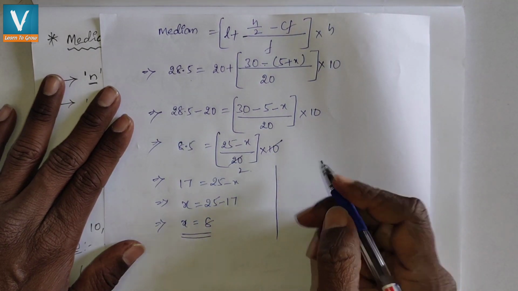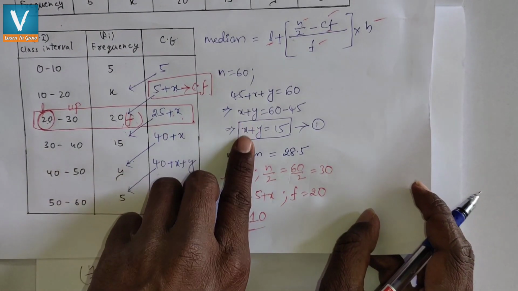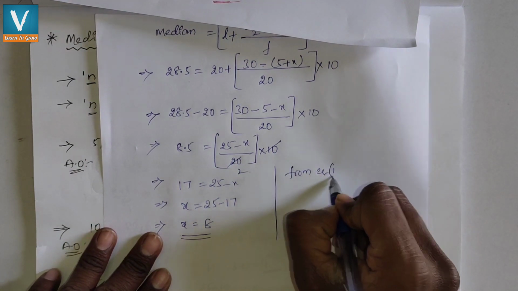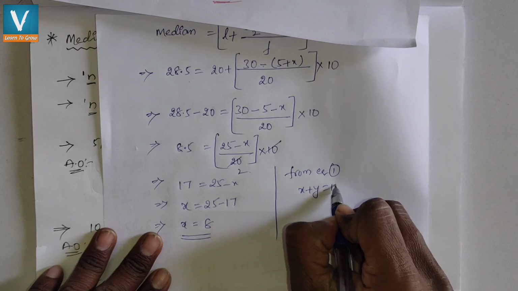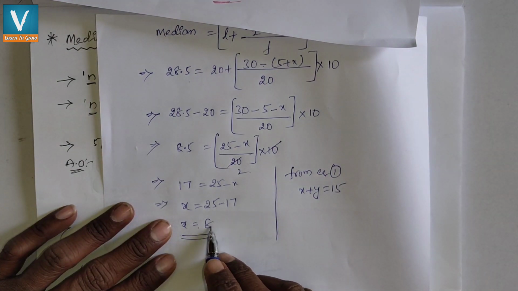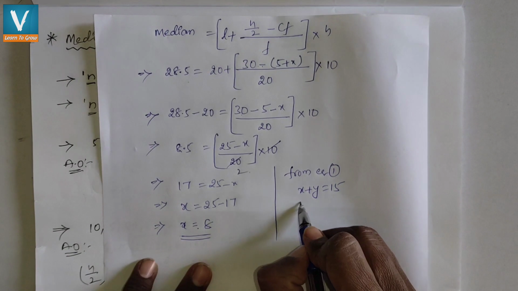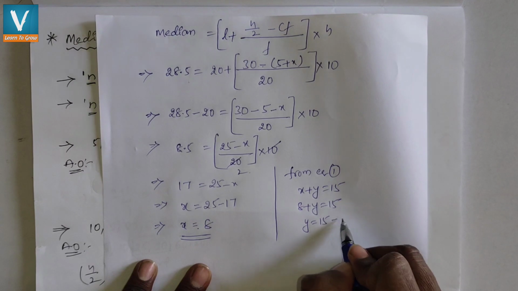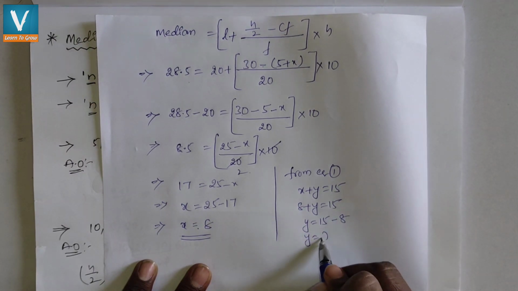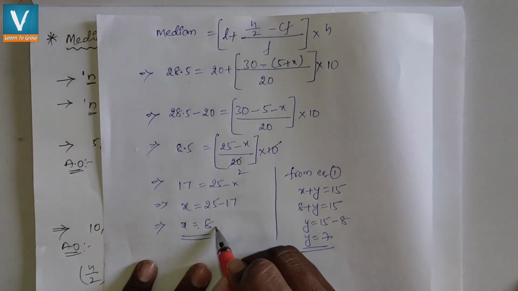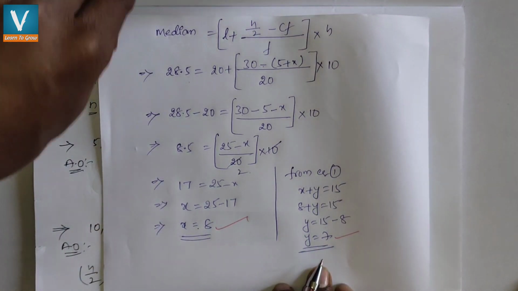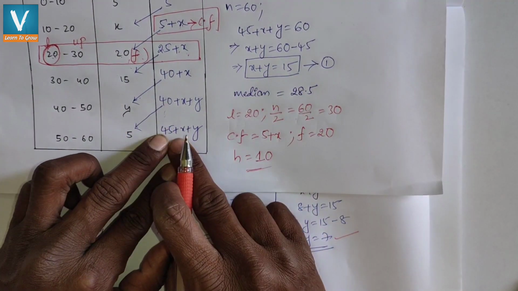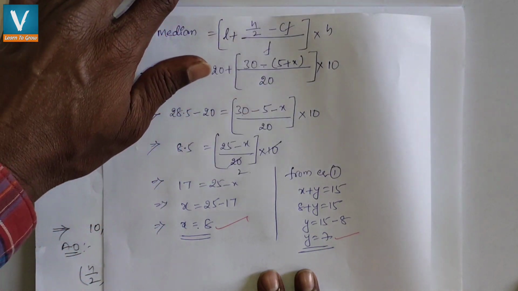Now we have to know the value of y. From equation 1, x plus y equals 15. We already got x as 8. Just replacing in equation 1, 8 plus y equals 15, then y equals 15 minus 8, which is 7. So we got x equals 8, y equals 7. If you add these two, x plus y, 8 plus 7 is equal to 15. Then 15 plus 45 is 60. Yes, we got the answer.